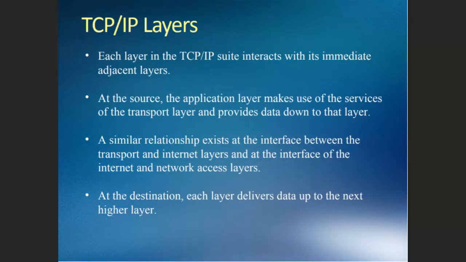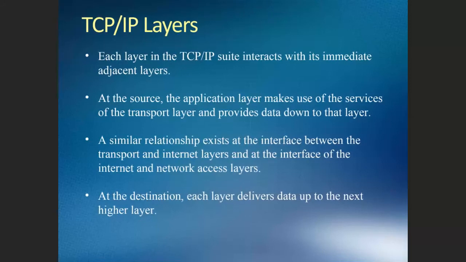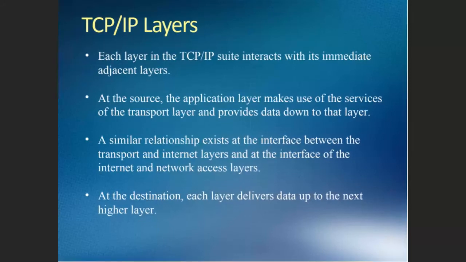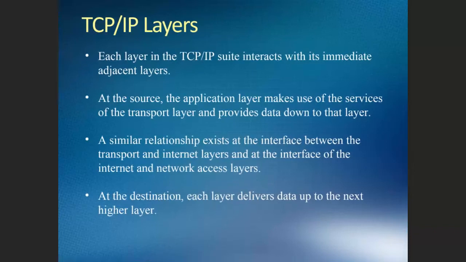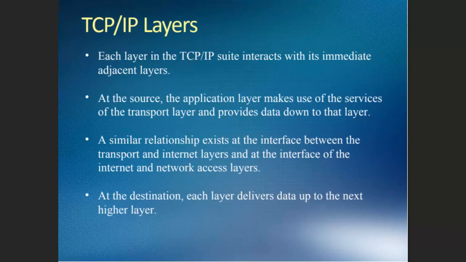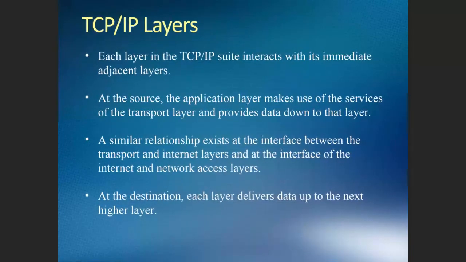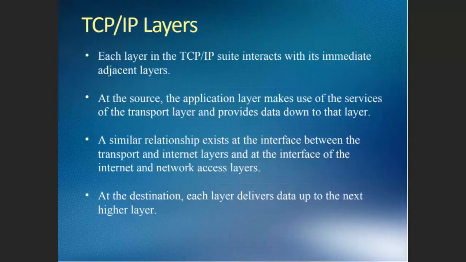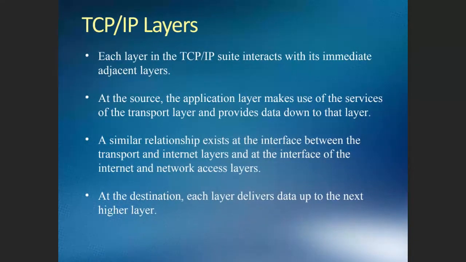TCP IP layers: each layer in the TCP IP suite interacts with its immediate adjacent layer. Always they talk to the adjacent layer, on top or down, or with the same layer in the receiver. At the source, the application layer makes use of the services of the transport layer and provides data down to that layer. Okay, a similar relationship exists at the interface between the transport and internet layers also. So each layer talks to the one next to it. The application layer will not talk directly to the physical layer. It has to go through the layers.